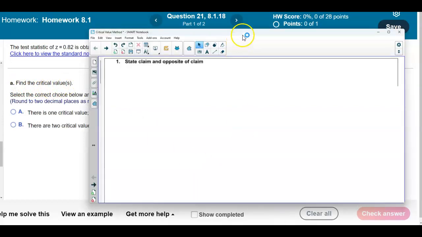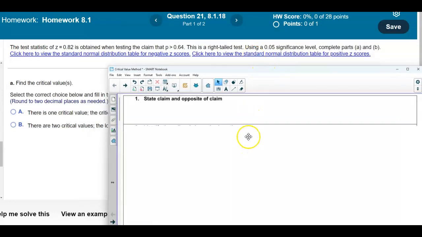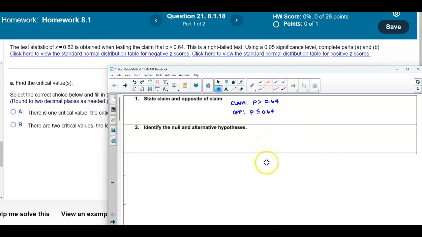So let's just revise and write down the given information that we have. We're going to state the claim and the opposite of the claim. We know the claim is that the population proportion is greater than 0.64. And therefore, the opposite of that claim is going to be the population proportion is less than or equal to 0.64.